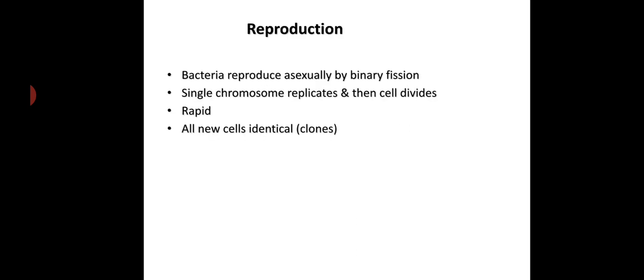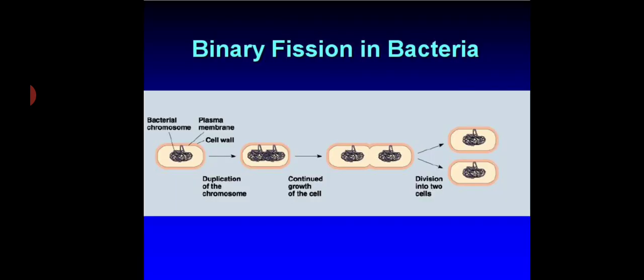Coming to the reproduction. Bacteria reproduce asexually by binary fission. A single chromosome replicates and then the cell divides. Rapidly, all the new cells formed are identical clones of the parental type.